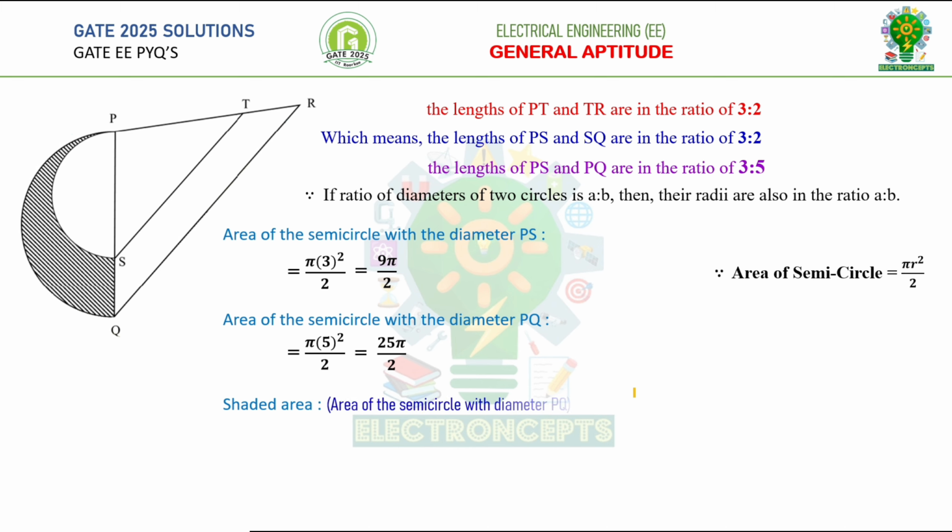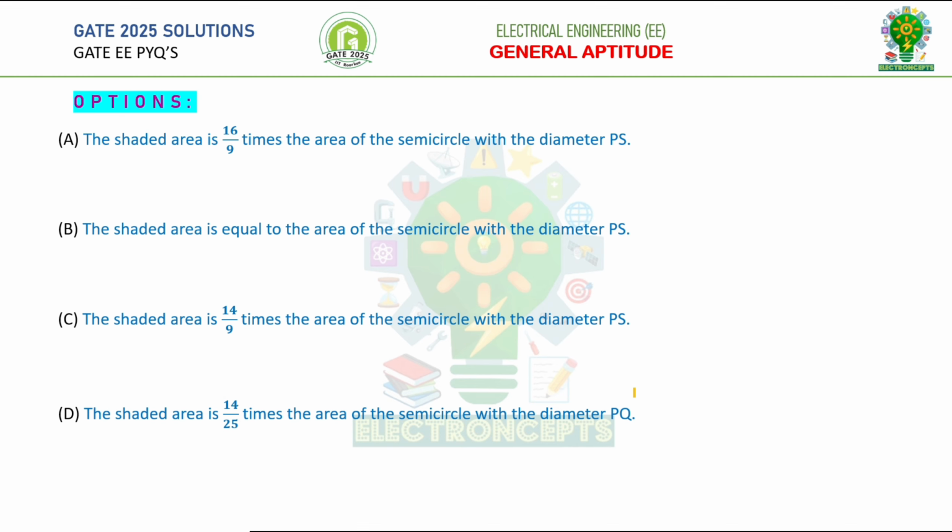Now to calculate the shaded area, we need to calculate the area of semicircle with the diameter PQ and subtract the area of semicircle with the diameter PS, which is equal to 25 pi by 2 minus 9 pi by 2, that is equal to 16 pi by 2. Now let's analyze the options one by one.